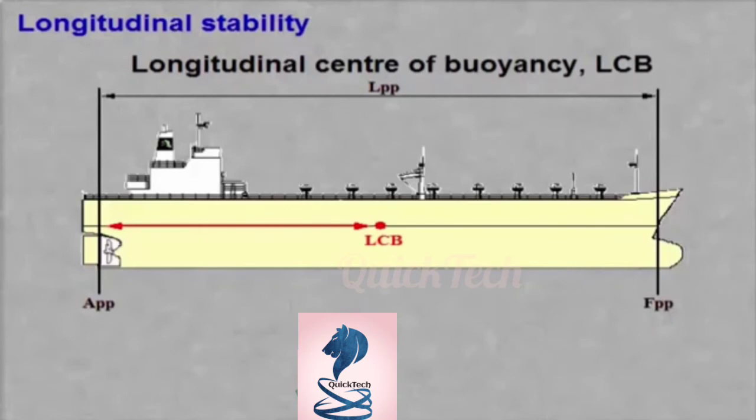LCB is the centre of the forces of buoyancy working all over the hull, as described earlier. These forces work upwards as in one point. Normally, LCB is measured in metres from the aft perpendicular.